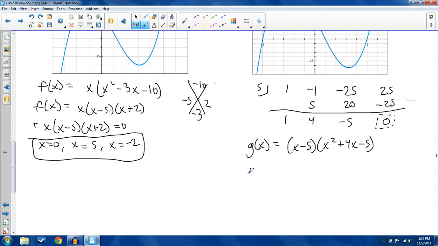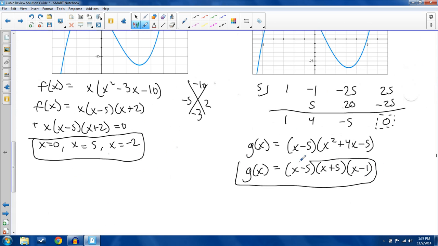I can keep factoring now. This will be x minus 5. Here, the two numbers that multiply to negative 5 and add to 4 are 5 and negative 1. So that's x plus 5 times x minus 1. And there's your final factored form.